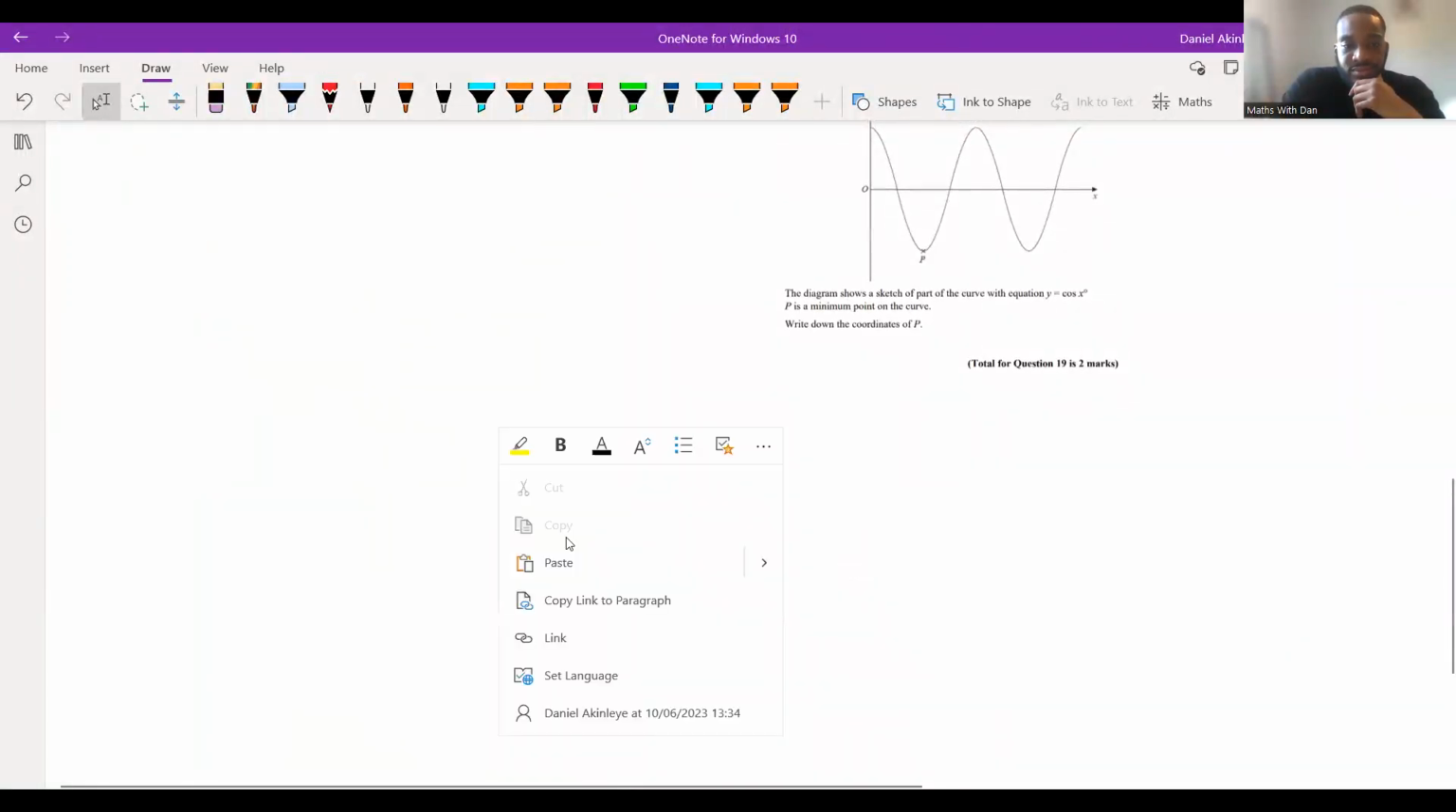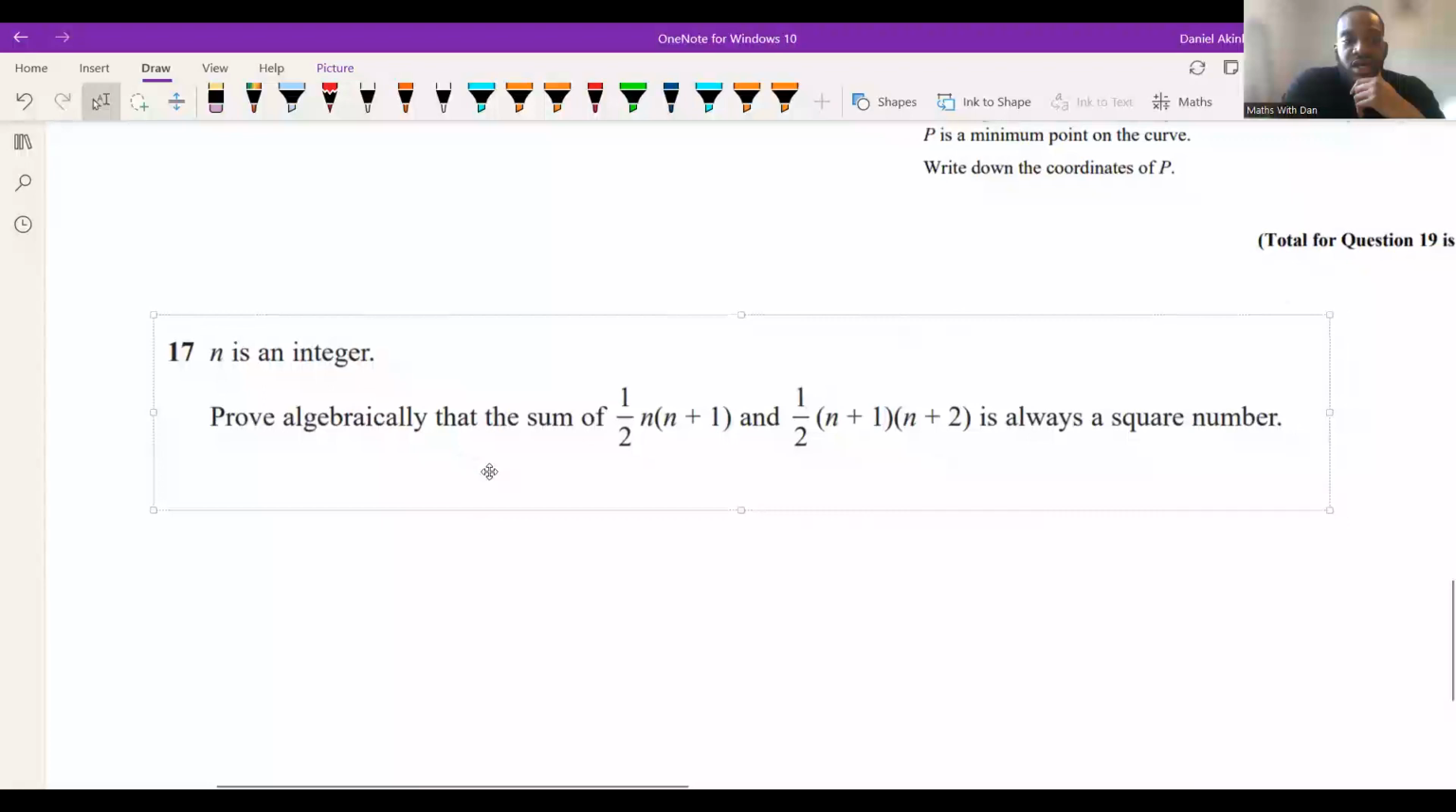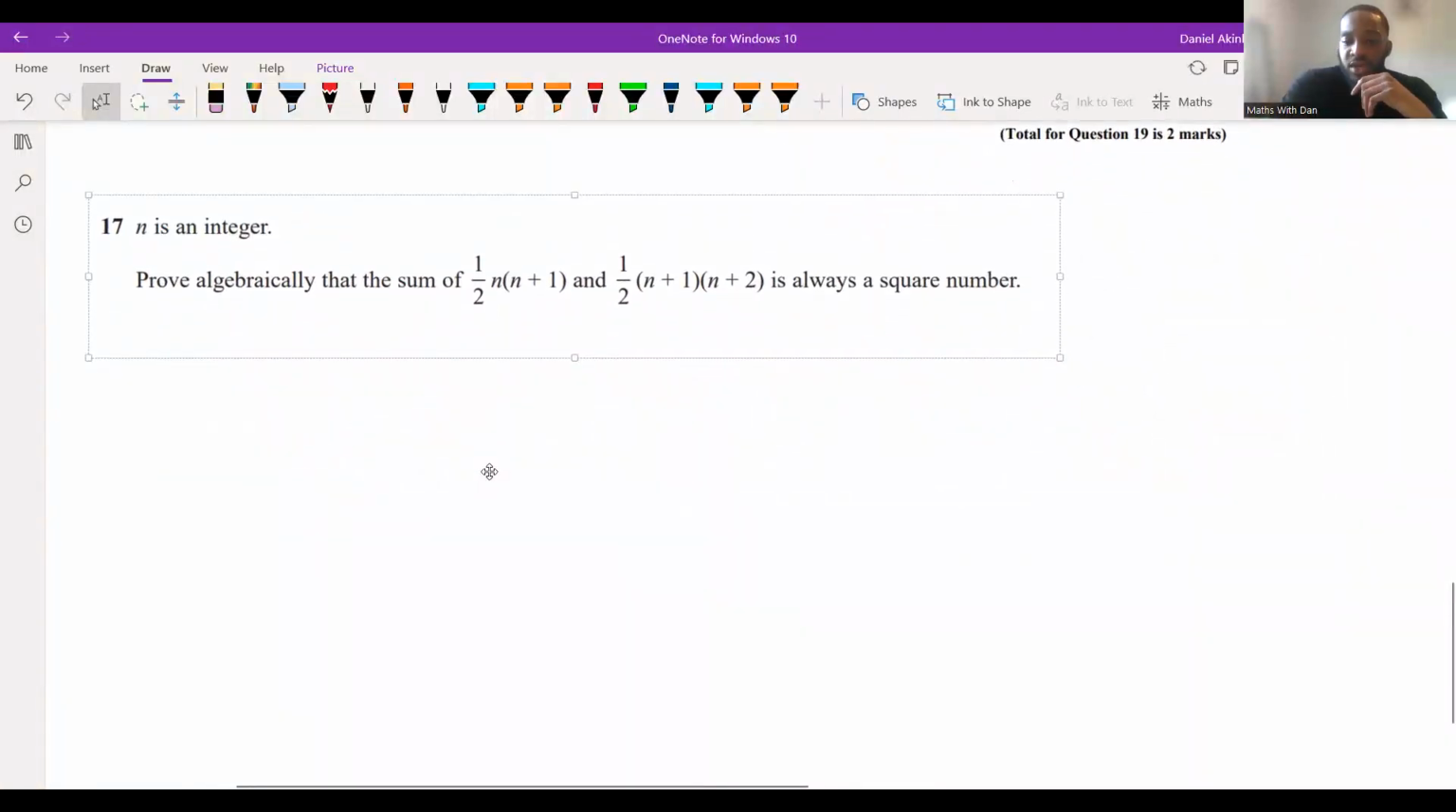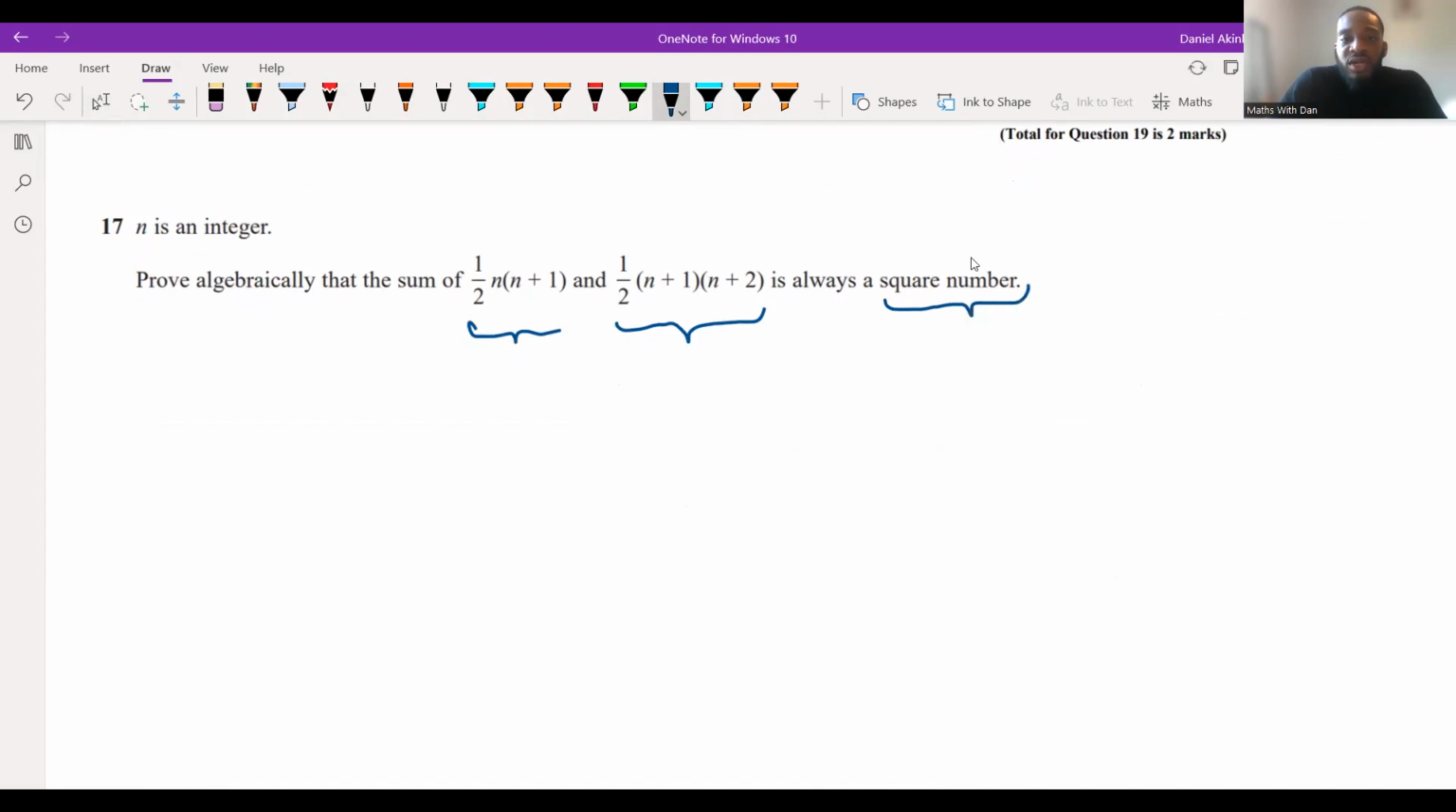So it says n is an integer. Prove algebraically that the sum of 1/2 n(n + 1) and 1/2 (n + 1)(n + 2) is always a square number. Whenever I'm dealing with algebraic proof, I have these two expressions here, and we need to prove it's always a square number. This is very important because we need to know what algebraically a square number is. That's just going to be something that is all squared.